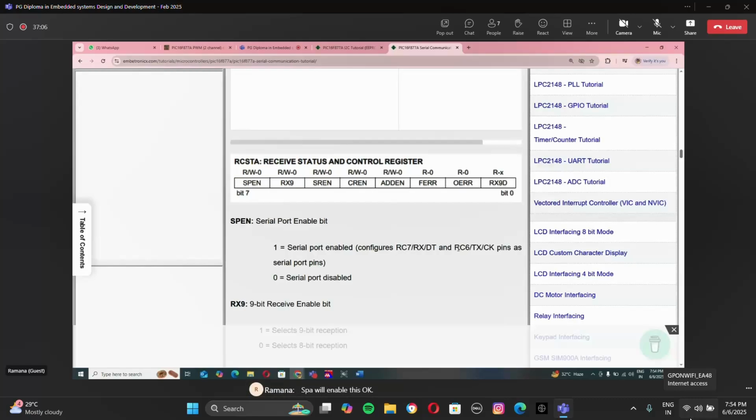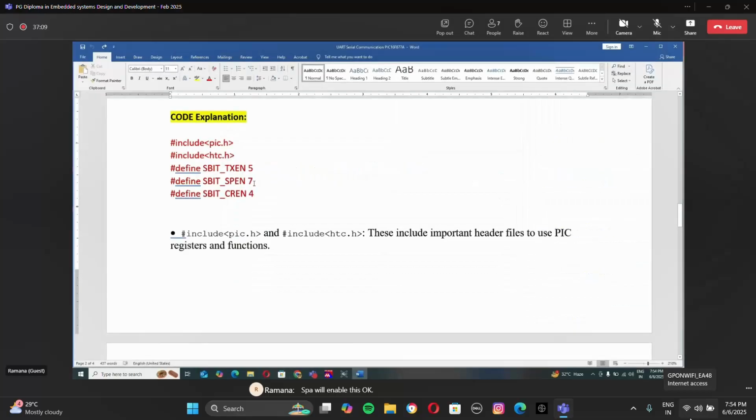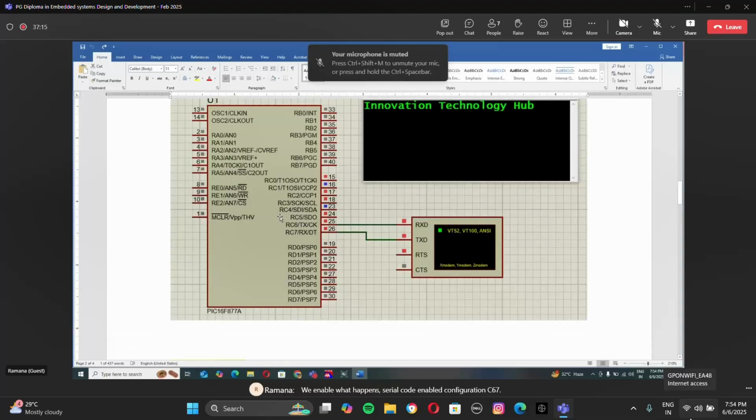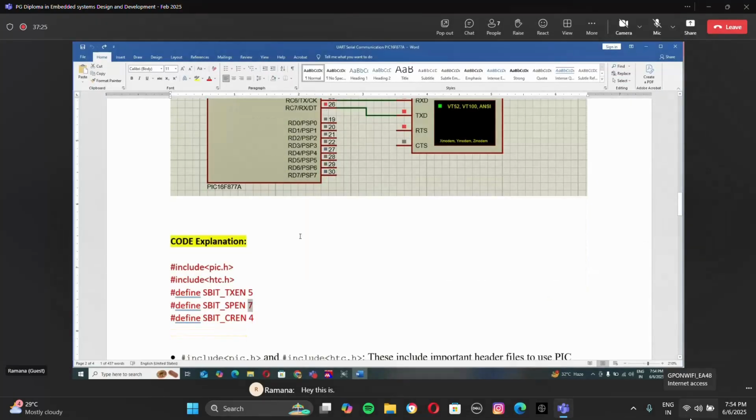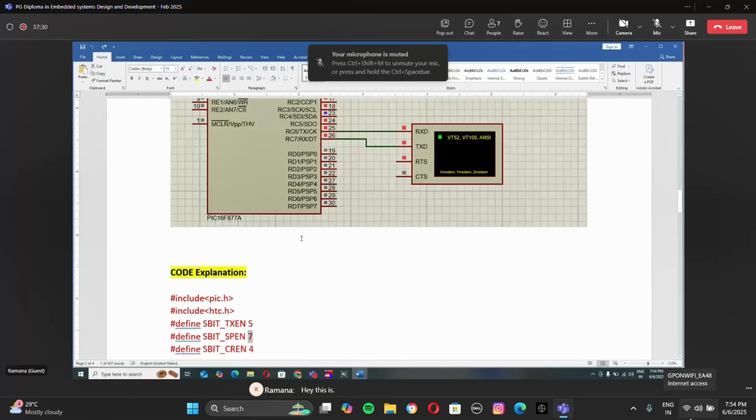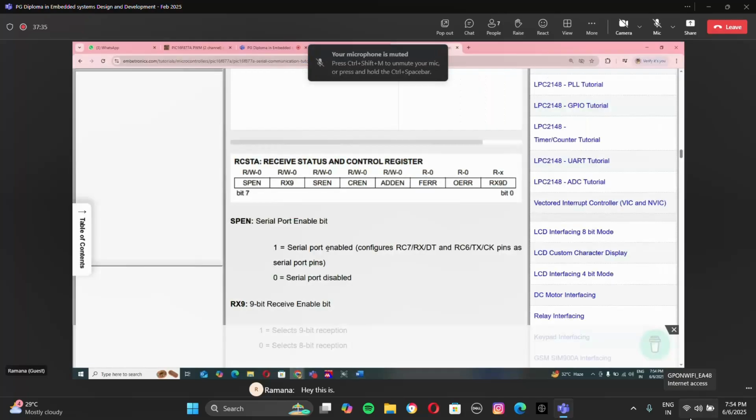Can you see it here? So this is making the serial port enabled. SPEN is enabled.